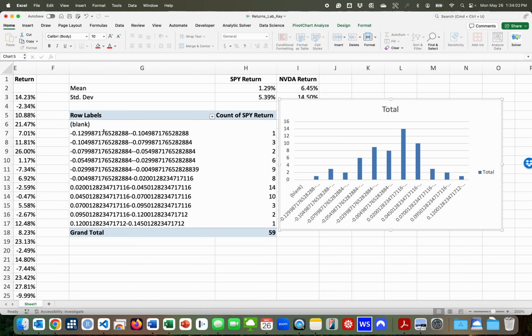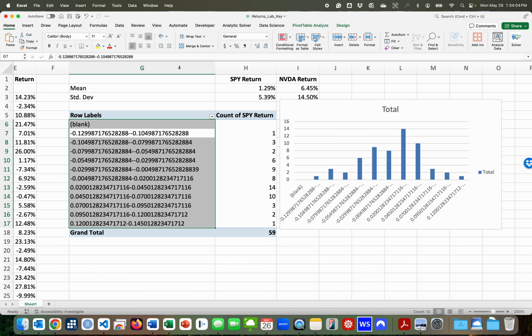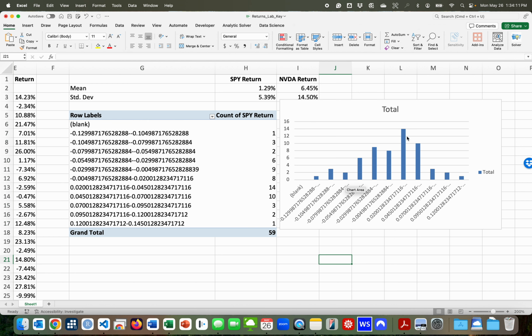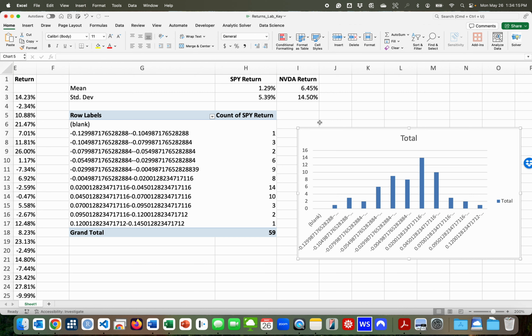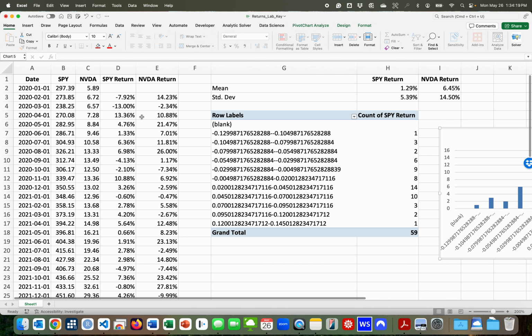Now this doesn't look very nice, but that's okay. We don't really care about how it looks. All we really care about is this actual distribution right here. So that's something you will do a lot in this class. You will take prices, you'll estimate the returns, and then you'll apply the descriptive statistics to those returns.